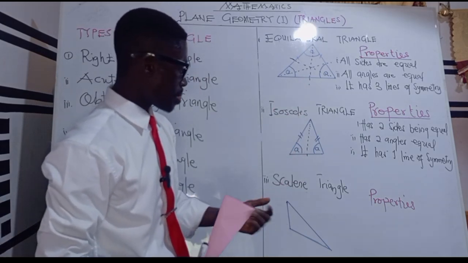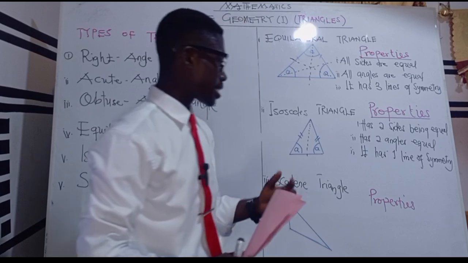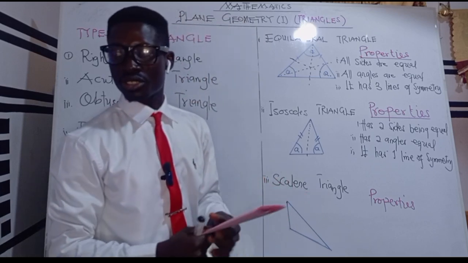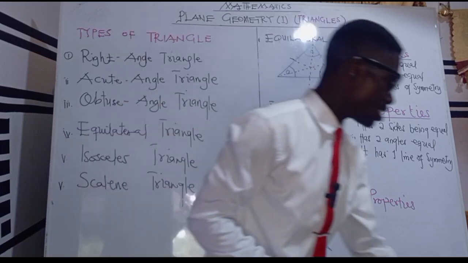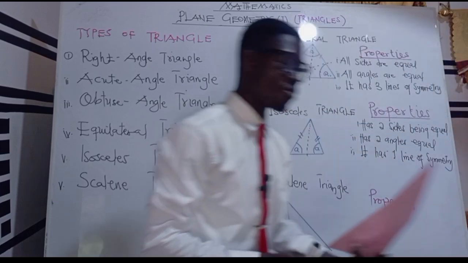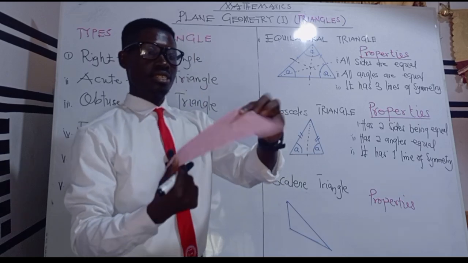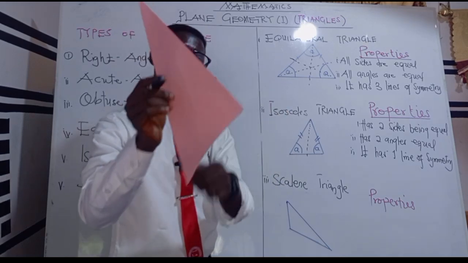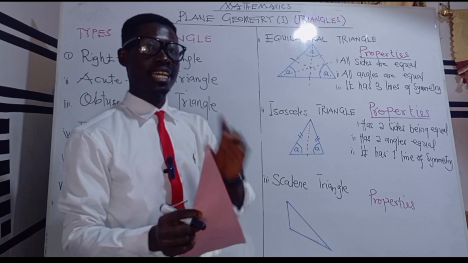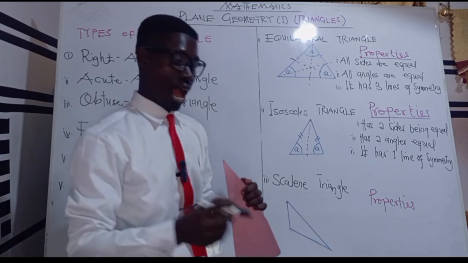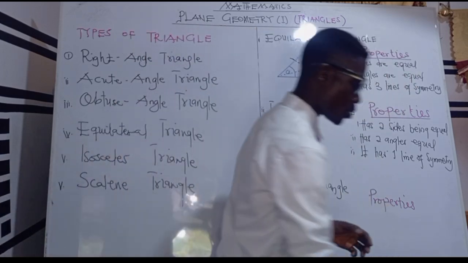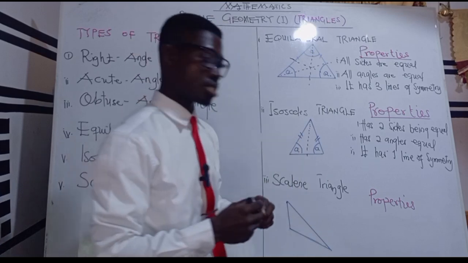Then let's move on to the scalene triangle. So the scalene triangle is a triangle with none of its sides being equal. So none of the sides of a scalene triangle are equal. It has different sizes, and none of the angles are equal either. And also, it has no line of symmetry.